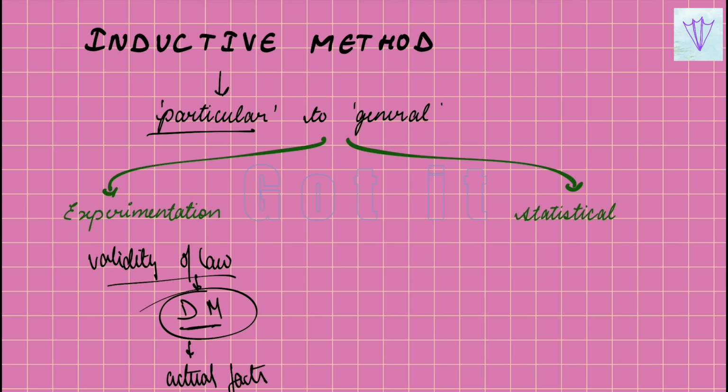Wherein the statistical method is concerned with framing of the laws and generalizations on the basis of a large number of facts which are collected from various sectors of the economy. So we'll have the framing of laws in the statistical method by collecting the various facts. So the statistical method has much larger field in economic investigation than the method of experimentation.